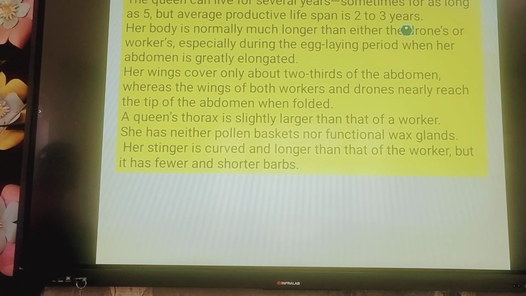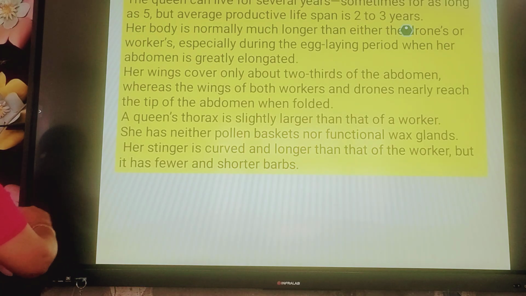So the queen's thorax is slightly larger than the worker's, but she doesn't have a pollen basket or functional wax glands. Her stinger is curved and longer than that of a worker, but has fewer and shorter barbs.